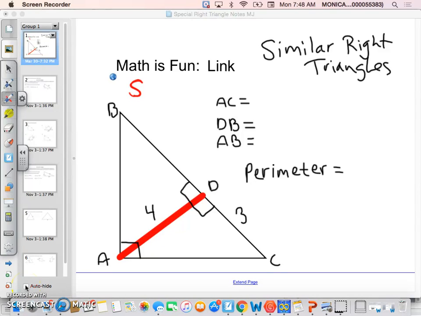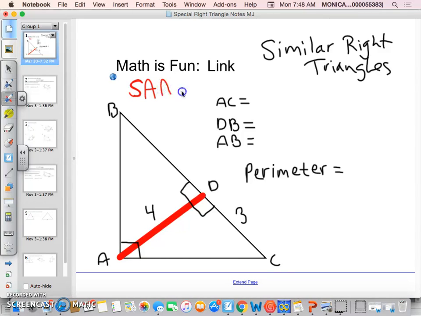All right, so last class we learned a couple postulates for similar right triangles. And we talked about if you have an altitude and you know the length of the altitude, you can do side, angle, angle, side. And if you know the hypotenuse and a leg, then you can do hypotenuse, leg, leg, side. So let's use the information that we know to find the length of AC.